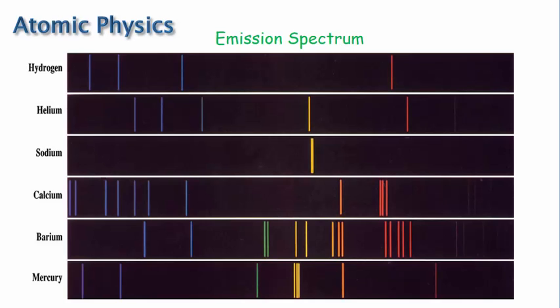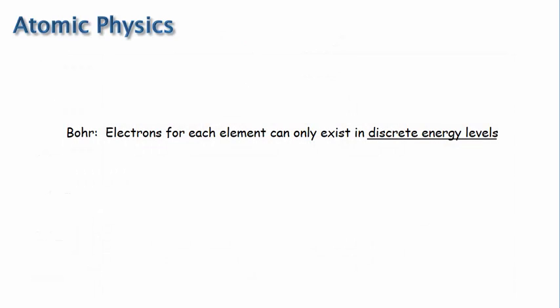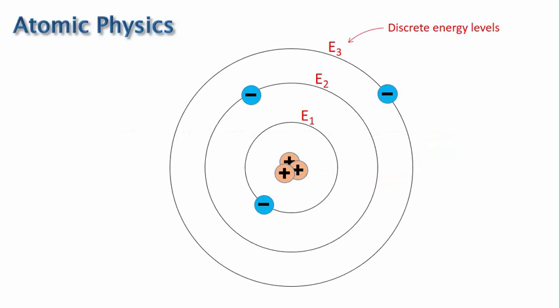To explain why we see only discrete wavelengths like this, as opposed to the full spectrum, Niels Bohr proposed this. Electrons for each element can only exist in discrete energy levels, meaning only in specific allowed energy levels. With this in mind, Bohr modified the planetary model of the atom, stating that these energy levels are discrete and that the electron can move between these energy levels but cannot exist between them.